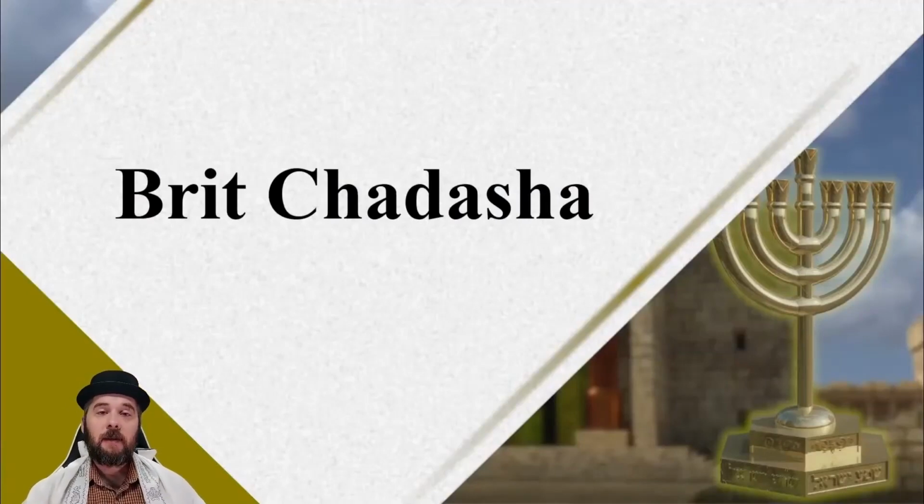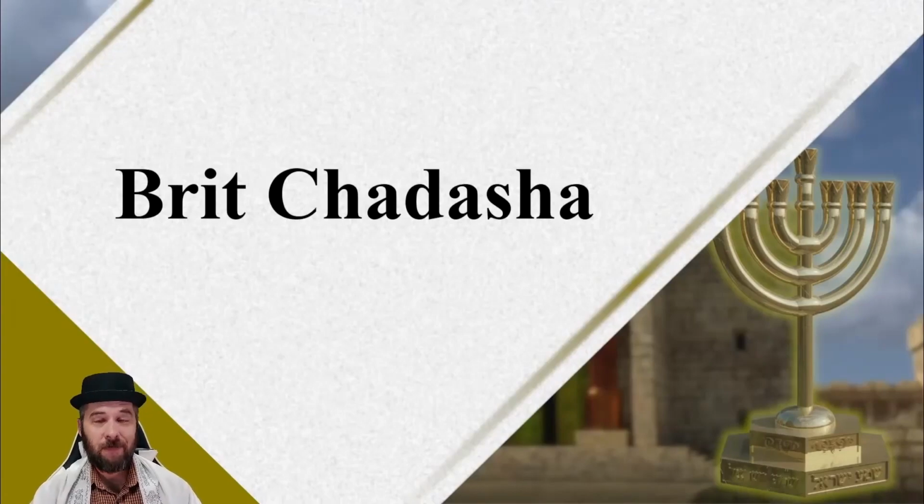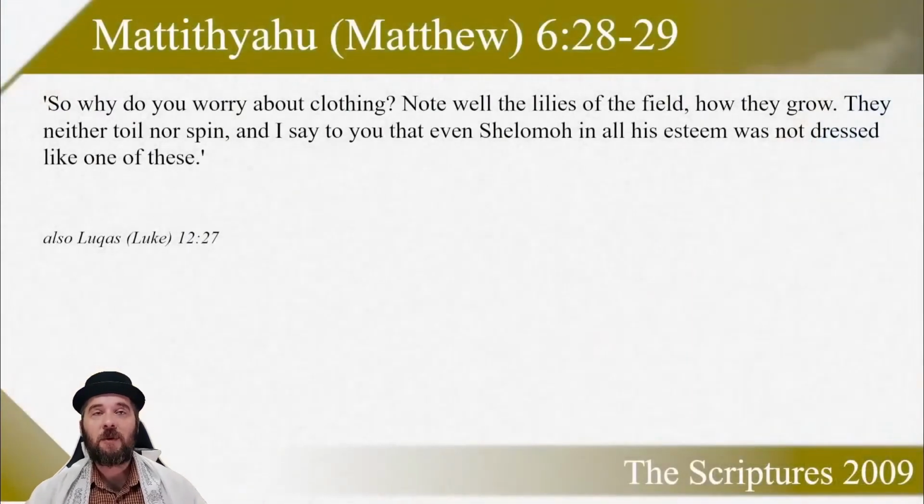So now, let's look at a few verses from the Brit Hadashah concerning King Shlomo. There's not that many, so it won't take that long. But the first one is Matthew chapter 6, verses 28-29. This is Yeshua speaking. So why do you worry about clothing? Note well the lilies of the field, how they grow. They neither toil nor spin, and I say to you that even Shlomo, in all his esteem, was not dressed like one of these.